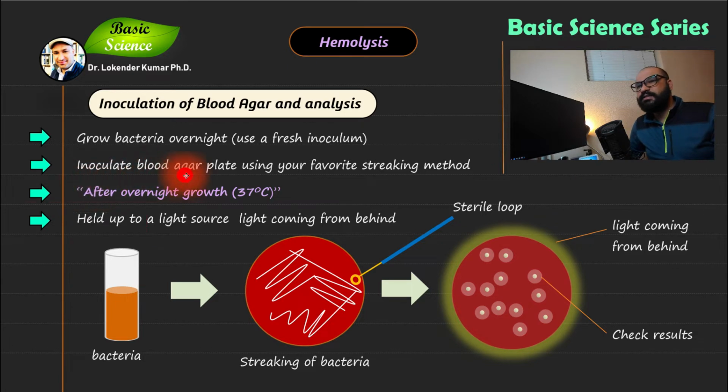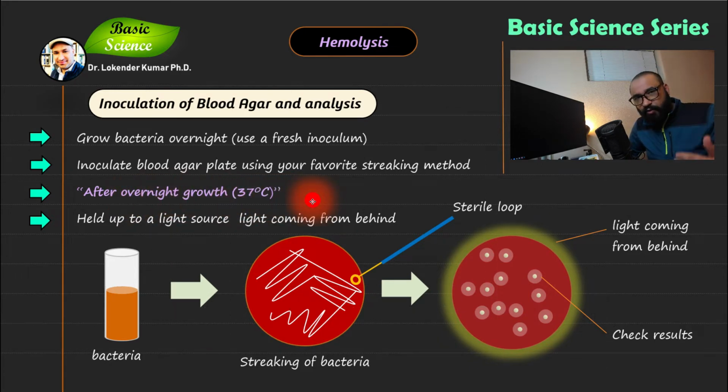So in this illustration, I have explained that you will have a bacterial culture which is overnight grown, and you need to grow the bacteria at 37 degrees centigrade or whatever the favorable conditions for those bacterial isolates or strains, depending upon the type of the bacteria, right? Anaerobic, aerobic, whatever bacteria you're using.